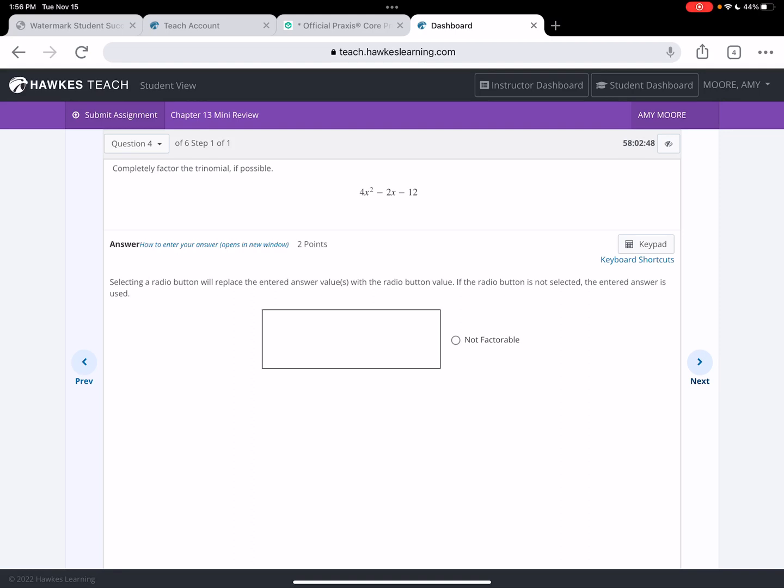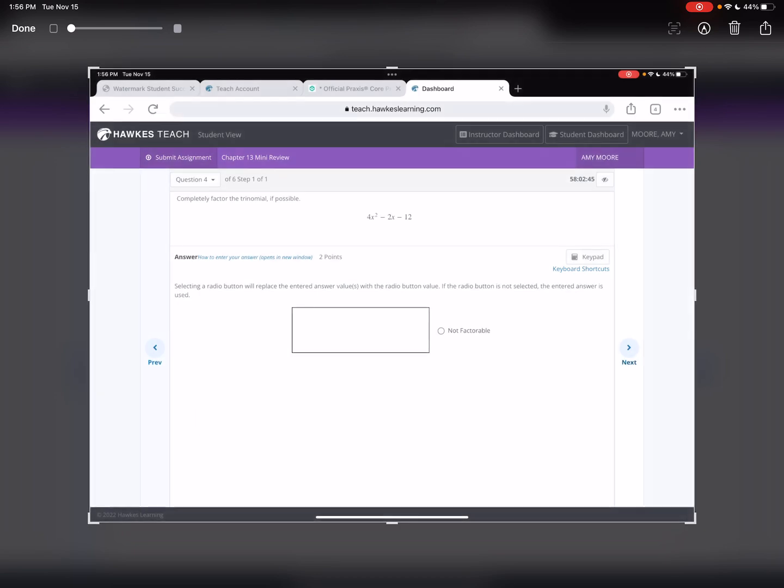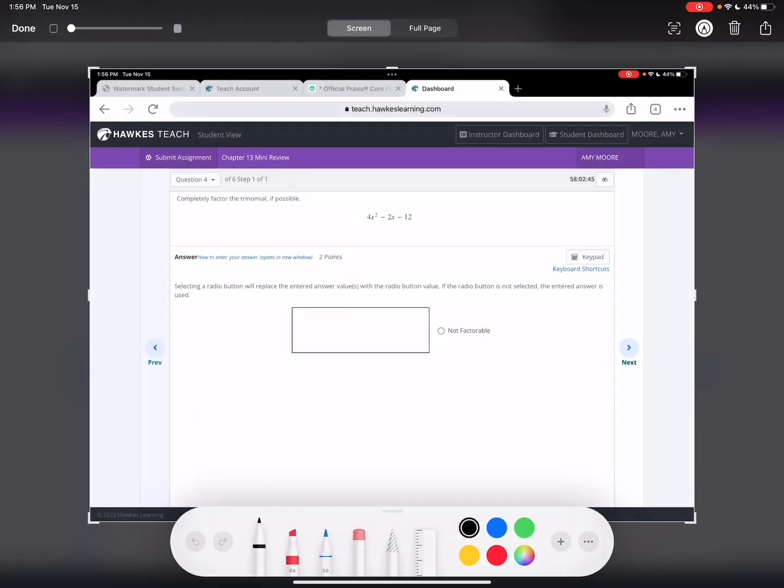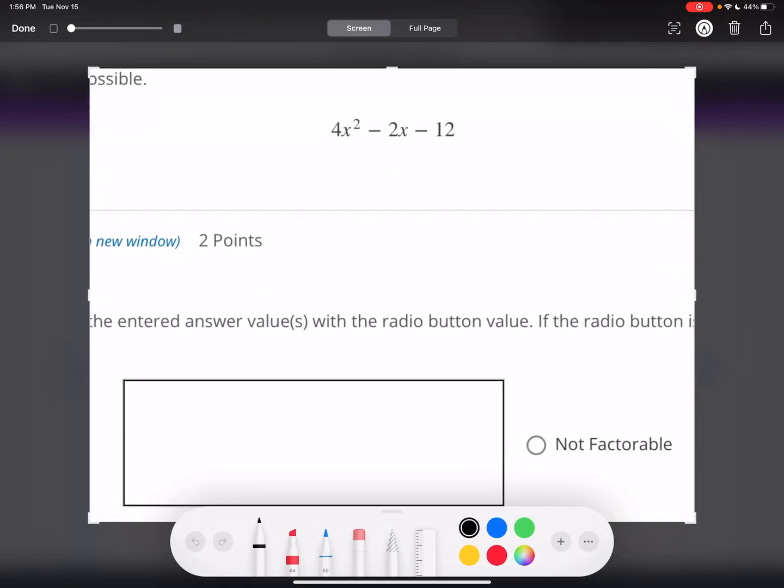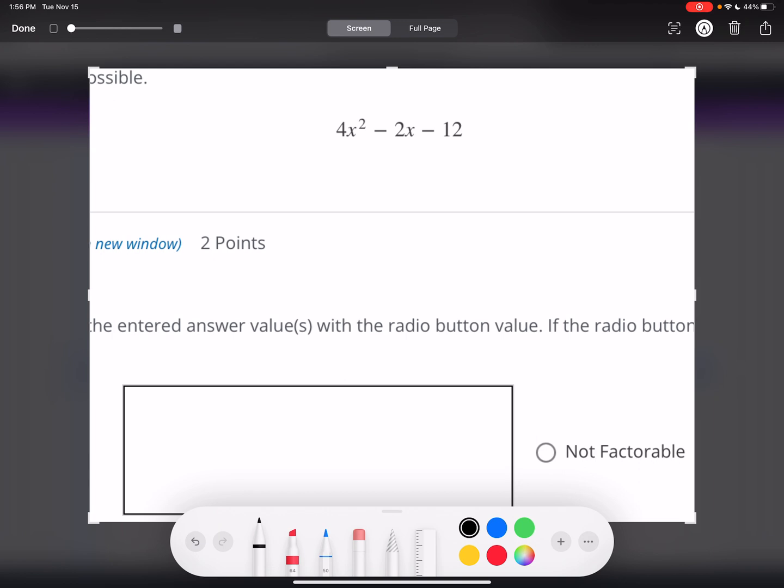Right, so question number 4 says, completely factor the trinomial if possible. 4x squared minus 2x minus 12. Well, the first thing I notice about this is, yes, it's 3 terms, but this one actually has a GCF that I can factor out of all 3 terms. And so before I do anything with factoring, I'm going to factor out a GCF of 2.